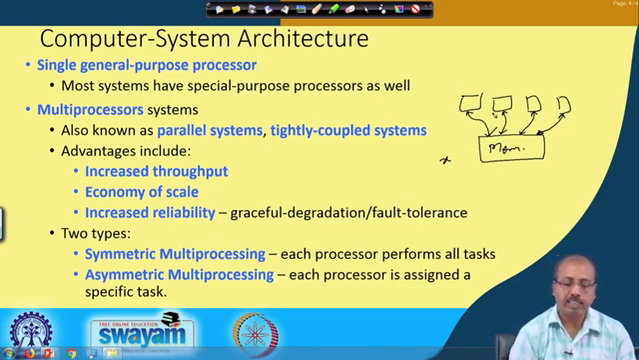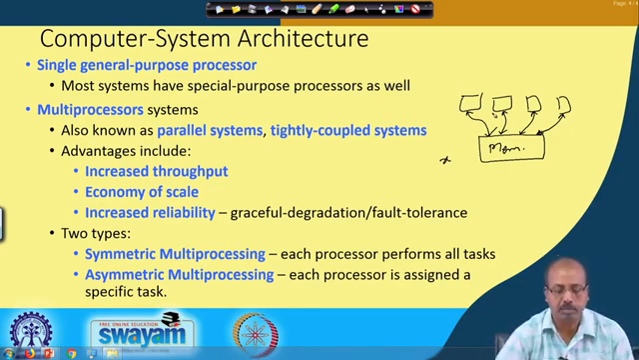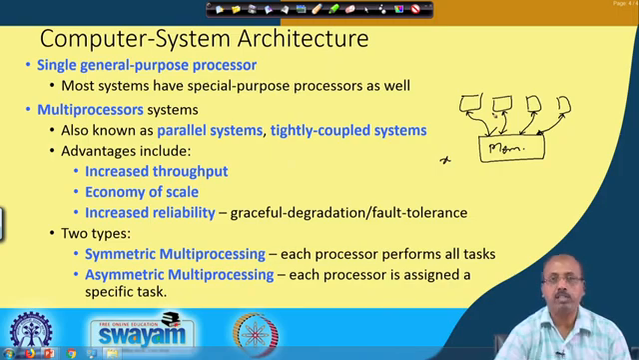The advantages that we have are increased throughput, economy of scale, and increased reliability. Increased throughput, because throughput measures the number of jobs that we can do per unit time. Since we have multiple processors, per unit time the system can compute more jobs. Economy of scale: as you increase the number of processors, what is the rate at which your computation or throughput increases?